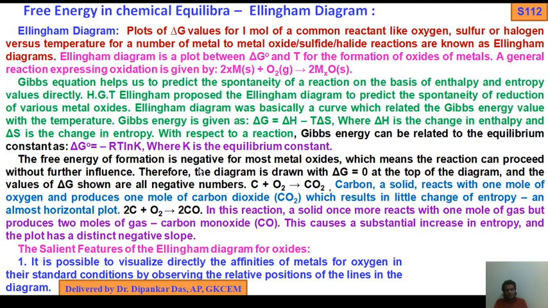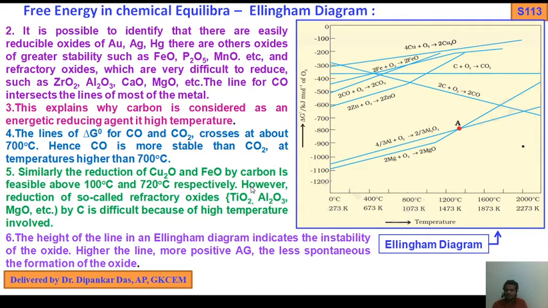Now the free energy of formation is negative for most metal oxides, which means the reaction can proceed without further influence. Therefore, the diagram is drawn with del G equal to 0 at the top, and the values of del G shown are all negative numbers. You see all the negative numbers.